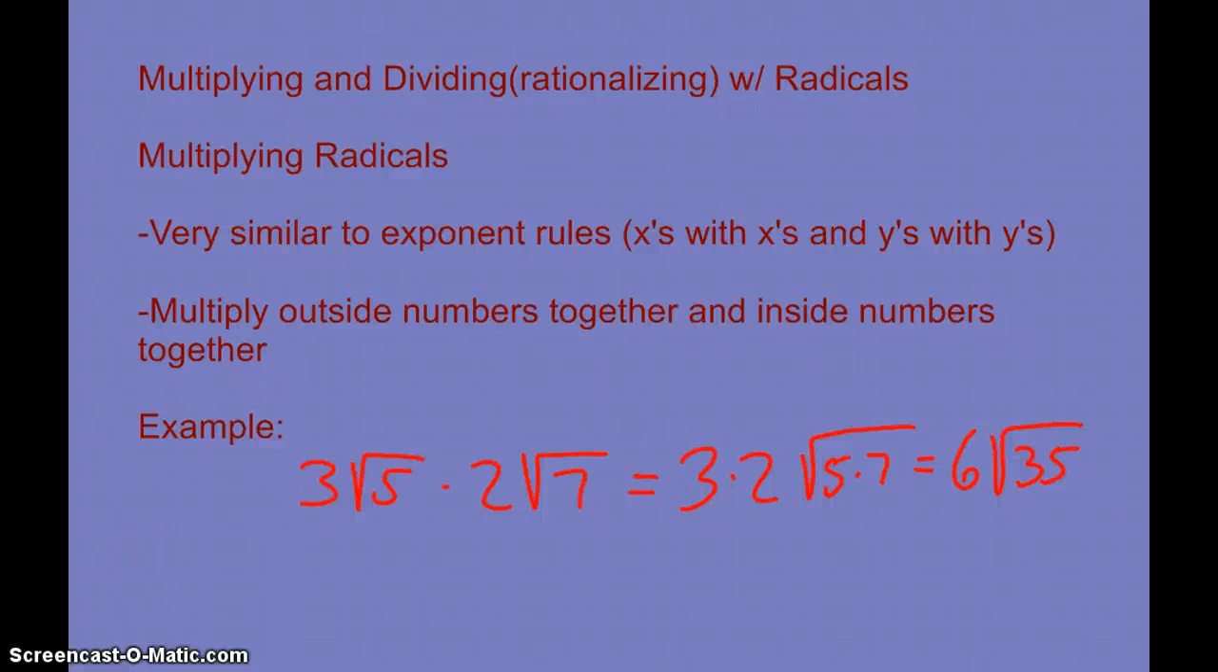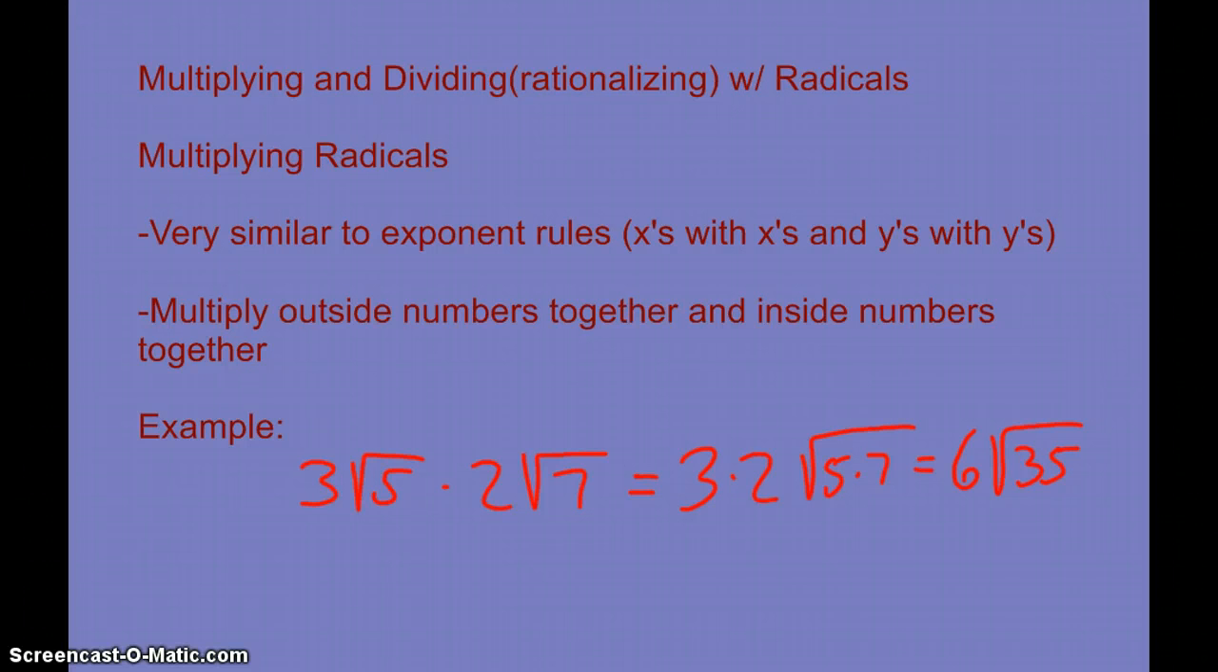Alright, welcome back. Our next section, we're going to look at multiplying and dividing, which is also called rationalizing when you're working with radicals. Now, in order to multiply radicals, we have some pretty straightforward rules, and multiplying is very similar to our exponent rules, where you multiply x's with x's and y's with y's when you're doing the exponents. Well, the same thing happens with our radicals when, instead of x's and y's, you have numbers on the outside and numbers on the inside.